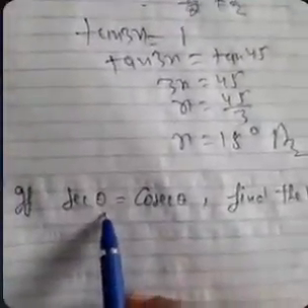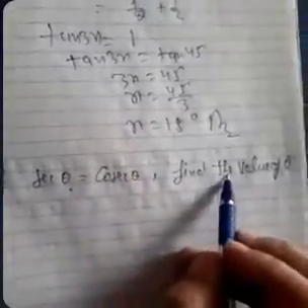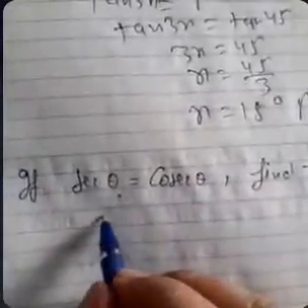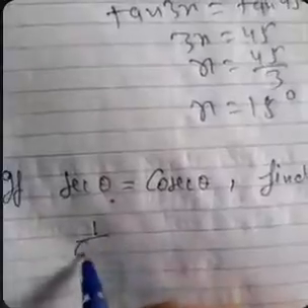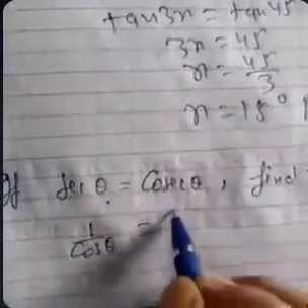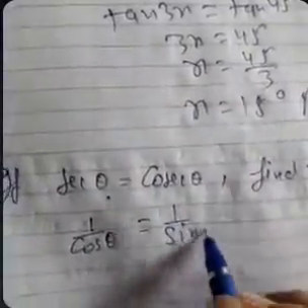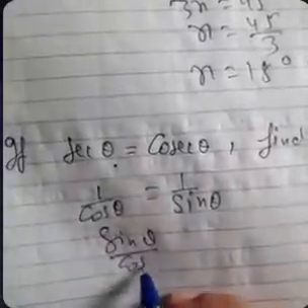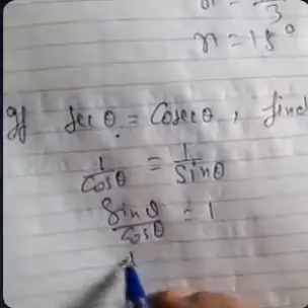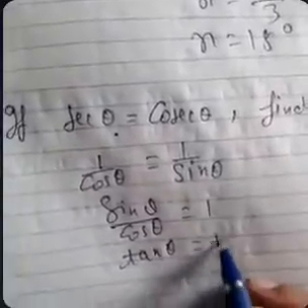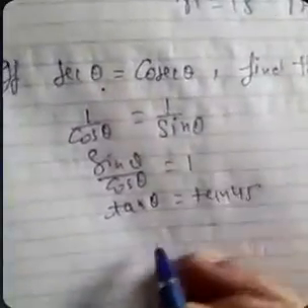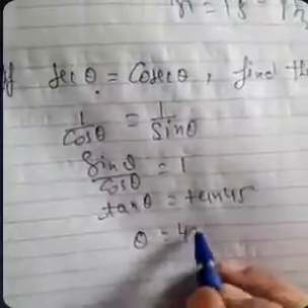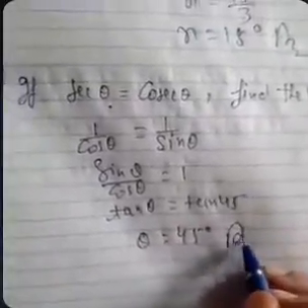Look at the question number 17. Sec theta is equal to cosec theta. Find the value of theta. Now here convert sec theta is equal to 1 upon cos theta. Cosec theta is equal to 1 upon sin theta. Now sin theta upon cos theta is equal to 1. Tan theta is equal to tan 45 degree. Value of theta is equal to 45 degree is the answer.